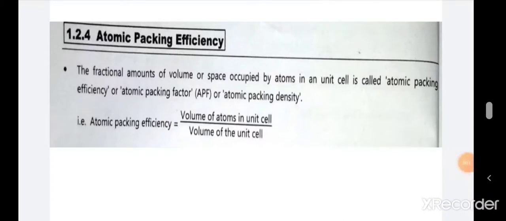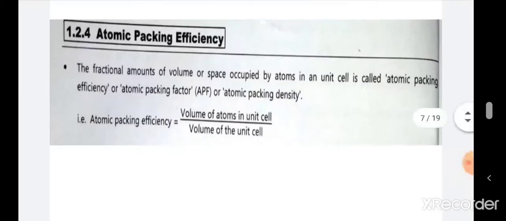Atomic packing efficiency is also known as atomic packing factor. So you have to remember two main things: the number of atoms per unit cell in hexagonal close pack structure will be 6, and the atomic packing efficiency or atomic packing factor of HCP structure will be 0.74.